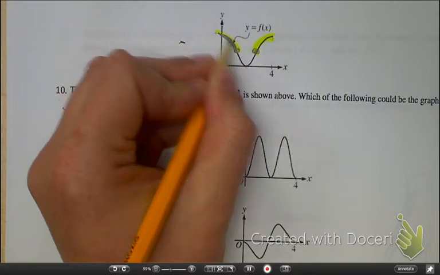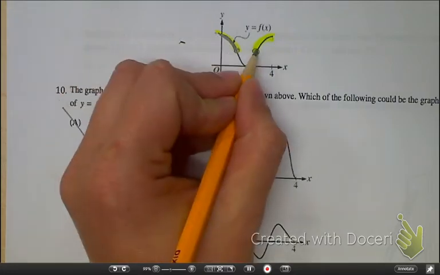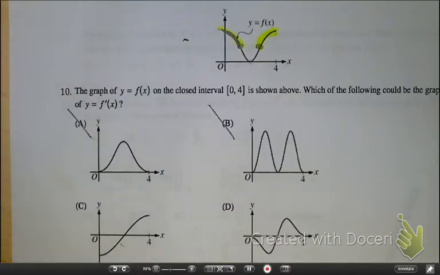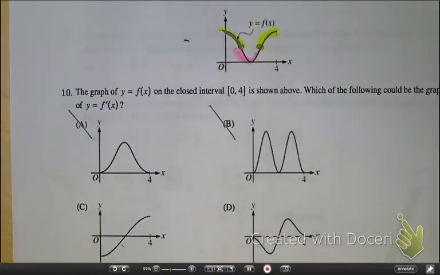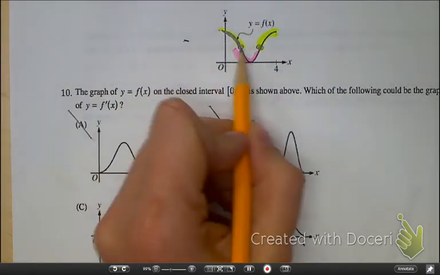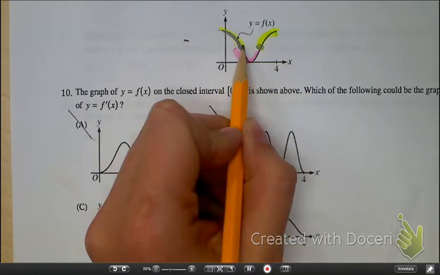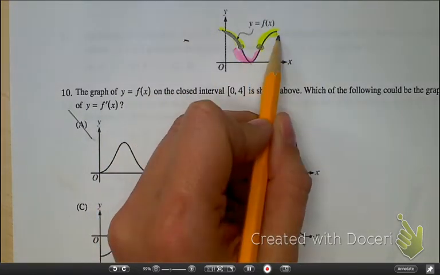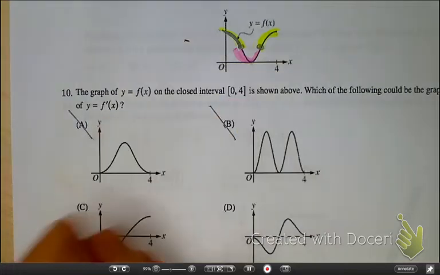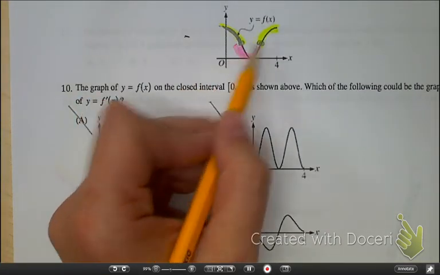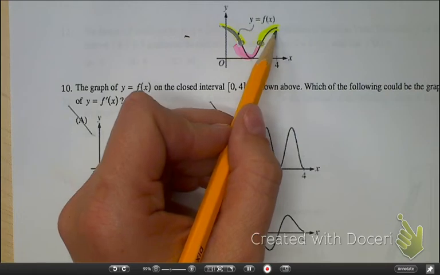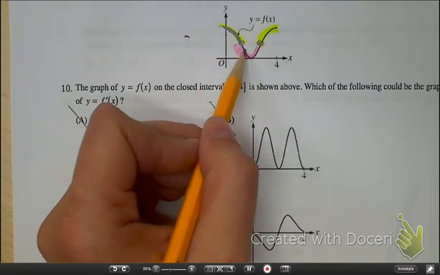From here to here, it's concave down like a frown, and then over here as well, concave down like a frown. In between those 2 points, however, it's concave up like a cup. So notice that it changes concavity 2 times, and it starts with concave down, changes to concave up, goes back to concave down. If I'm thinking about the derivative, that means the derivative would change from decreasing to increasing back to decreasing again, because the second derivative would be negative to positive to negative.